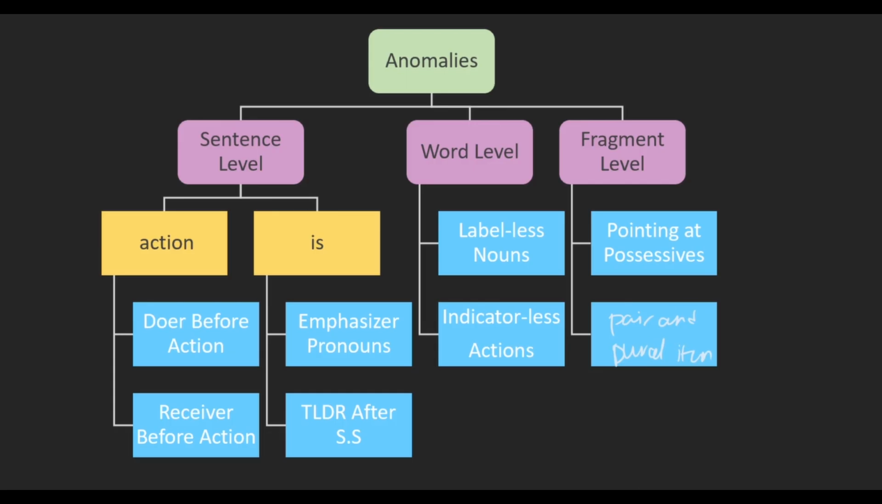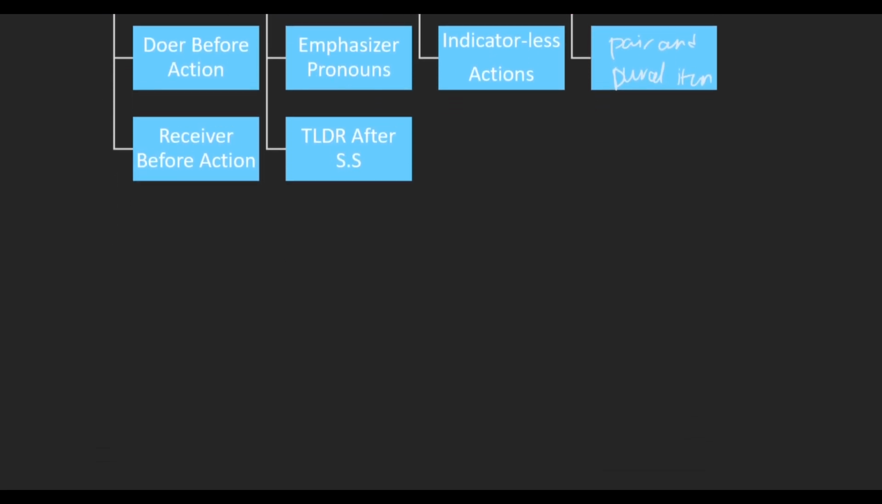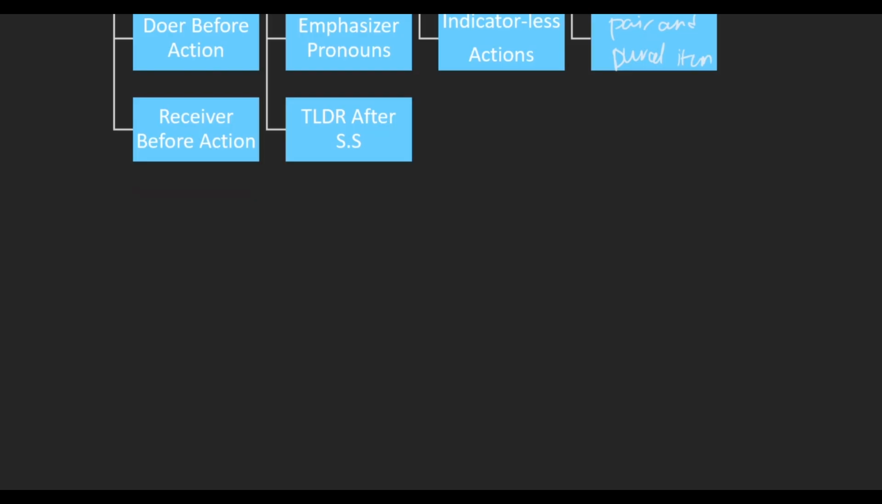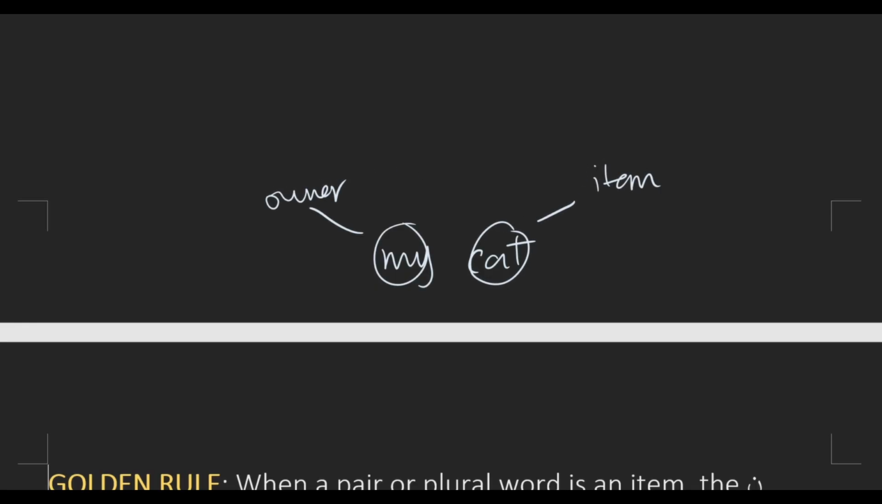Do you remember what an item is? From owner item. In a possessive fragment, you have two parts, an owner and an item. An example of a possessive fragment would be "my cat." Which one is the owner and which one is the item? I have a cat, so I'm the owner, and the cat is the item.